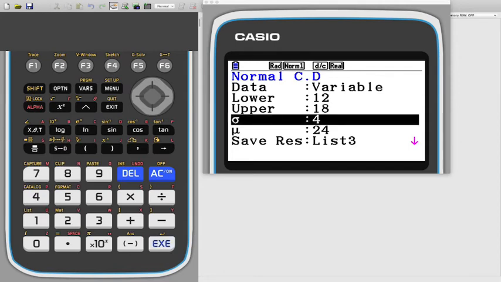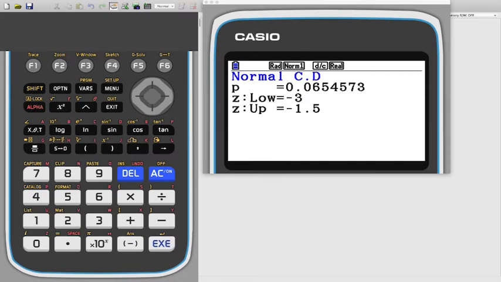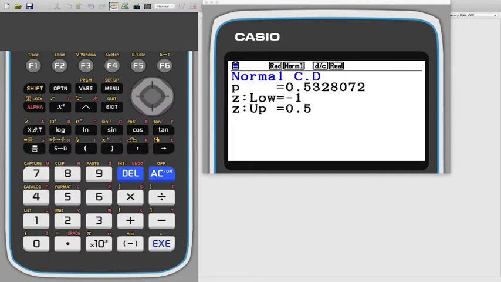The standard deviation will be 4, and mu will be 24, and if we press that, we'll get the answer. Sorry, the mean is actually 16. Okay, and then we get the answer here of 0.532872.